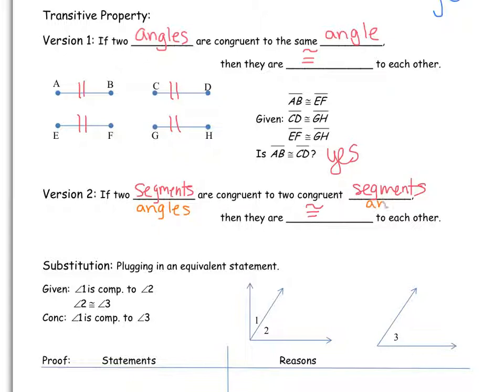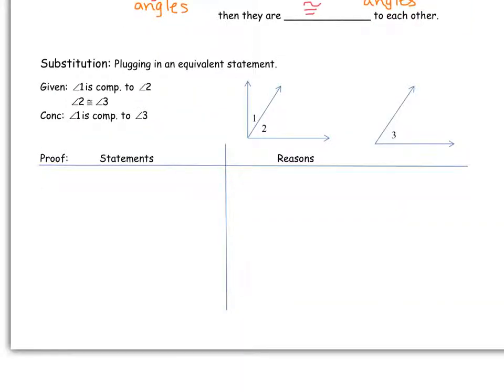This should be reminding you of what we did this past week with complementary and supplementary angles. You're going to have two decisions to make again. First of all, are you talking about angles or segments? Second of all, are you talking about them being congruent to the same angle, or are you talking about them being congruent to two congruent angles? The confusing part about this is that the substitution property is similar to the transitive property, but it's used slightly differently. Substitution is when you're just plugging in an equivalent statement. So there's not that same transfer of congruency like there is in the transitive property.